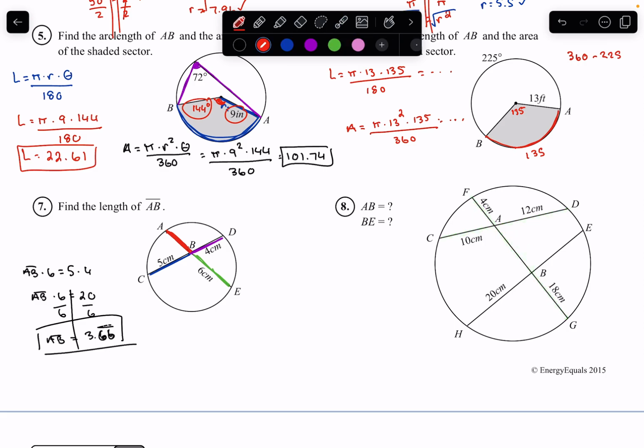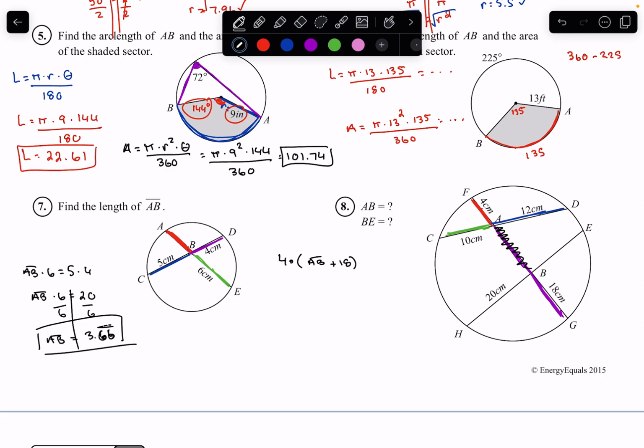So if I color coordinate a little bit, this red part multiplied by this purple part should equal this green piece multiplied by this blue piece. So let's write that out algebraically. The red part, 4, multiplied by the purple part. Well, the purple part is two pieces put together, and one of them I don't know. I don't know this piece in the middle. So let's call that AB. And if I add that to 18, then I get the purple part.